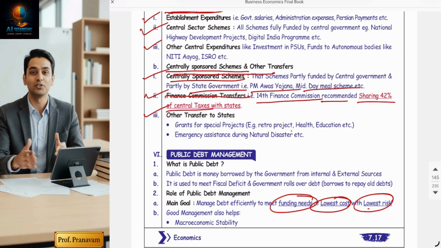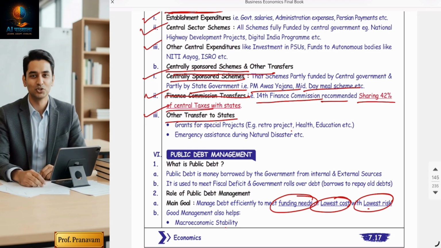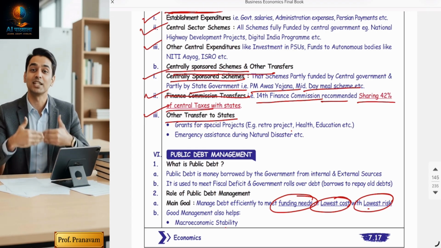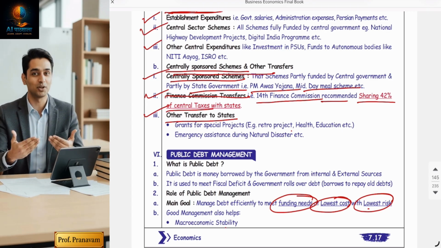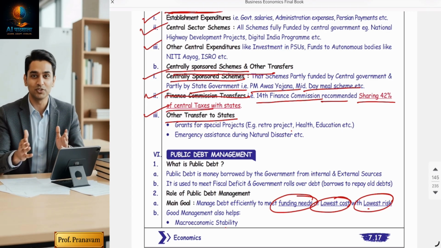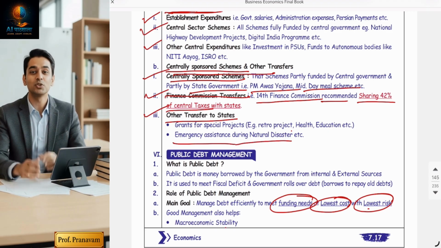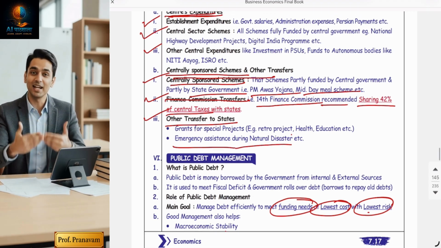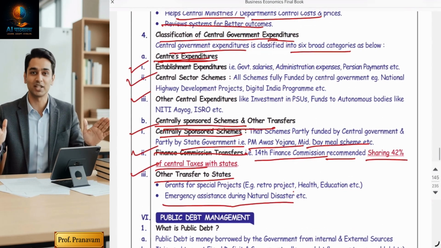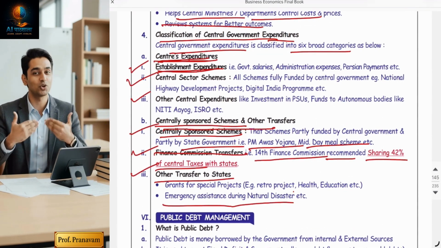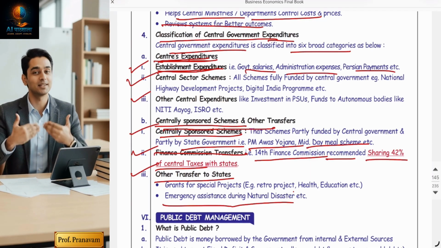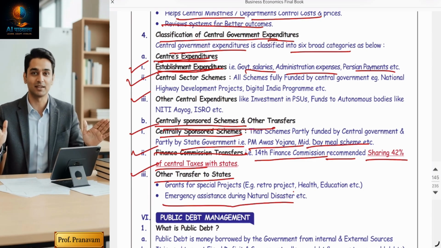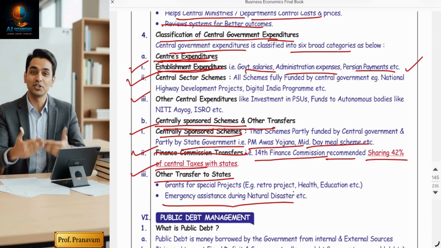Now, other transfers to the states. Guys, grants for special projects, health, education, and metro projects are funded by the central government to the states. Emergency assistance during natural disasters, right? So many expenditures are there. Then the next is establishment expenditure. It includes government salaries, administrative expenses, pension payments, etc. It is a regular fixed operational cost for running the government.